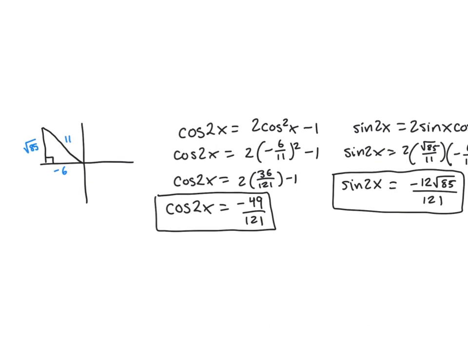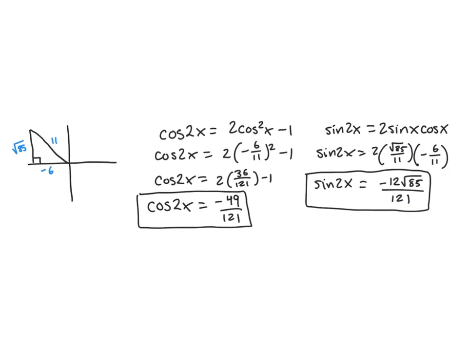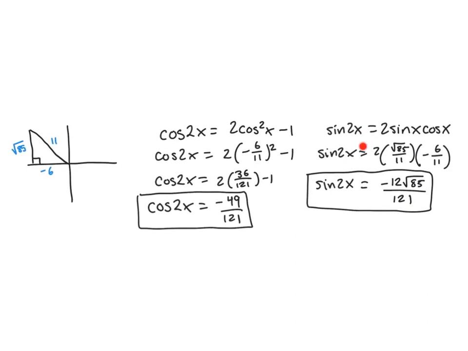Okay, let's check right here. So again, I did set up the little triangle and I found this missing leg before I did anything else because I knew I would need it for the sine formula at least. So here I use that first form, or the third form of our formula, and I substitute negative 6 over 11 for cosine and simplified to get negative 49 over 121.